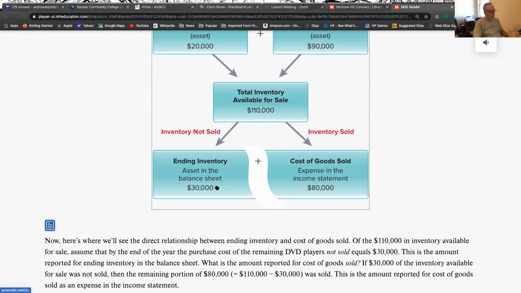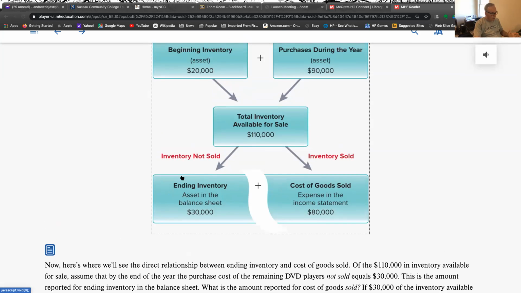For us, the challenge is to come up with this number, this ending inventory number. Once we know what the ending inventory number is, cost of goods sold is very easy to figure out. But this is the number that we have to concentrate on calculating. And again, depending on what method we use, we can get a different number. We have 4 different methods. We could come out with 4 different numbers.